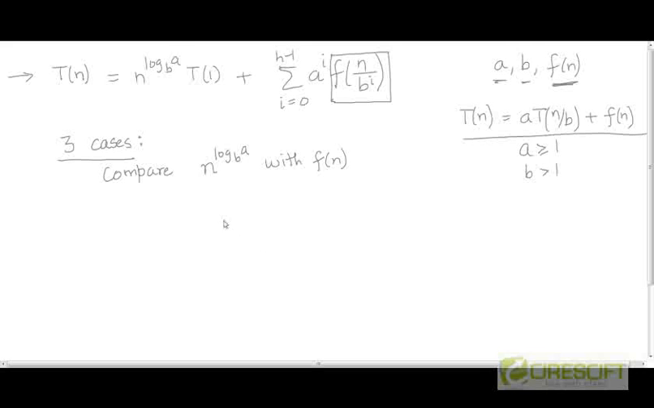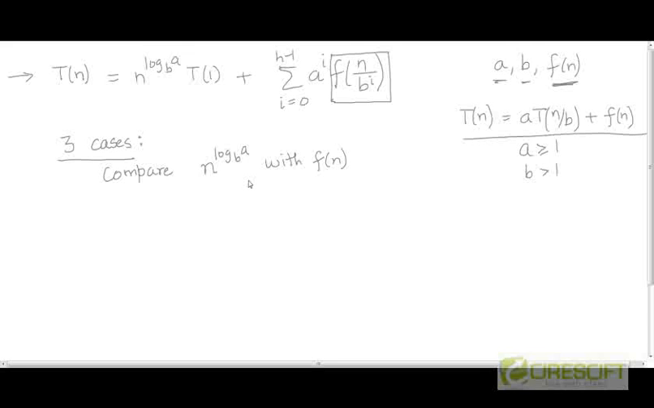In the last video, we looked at case 1 of master theorem, which is the scenario where n to the power log of a base b is polynomially larger than f of n, or f of n is polynomially smaller than n to the power log of a base b.